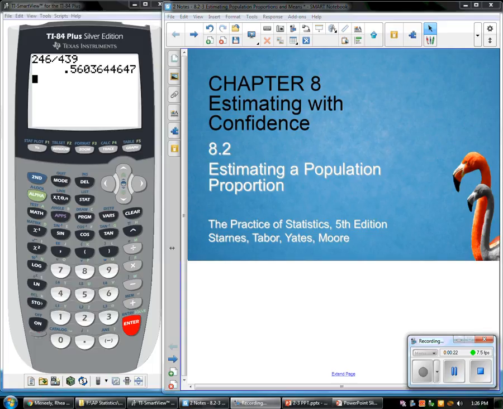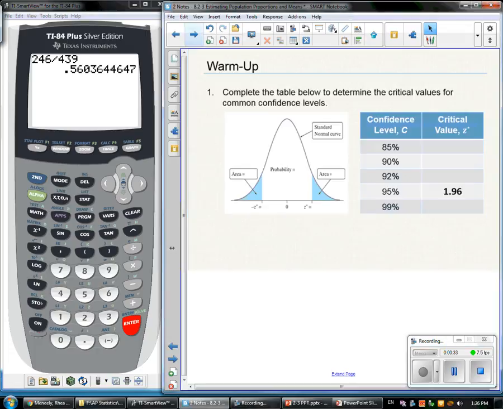And just remember, though, that computing the interval is only half the battle. What you really need to be able to do is explain what the interval means in the context of the problem. So let's just do a quick review of what we did last class. Hopefully you guys have finished your warm-up by now.